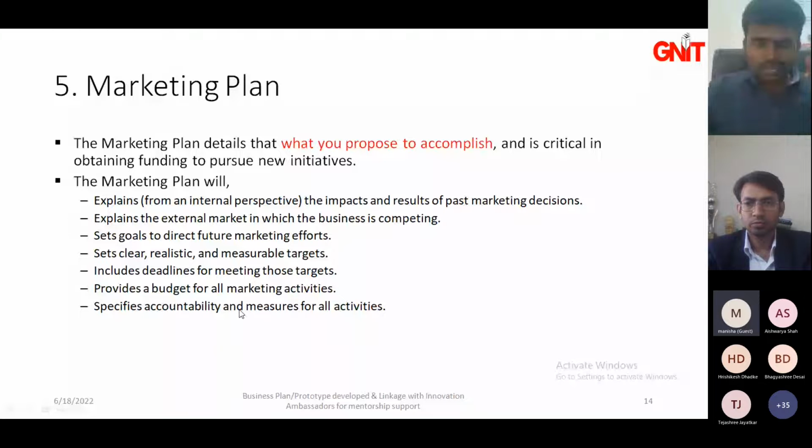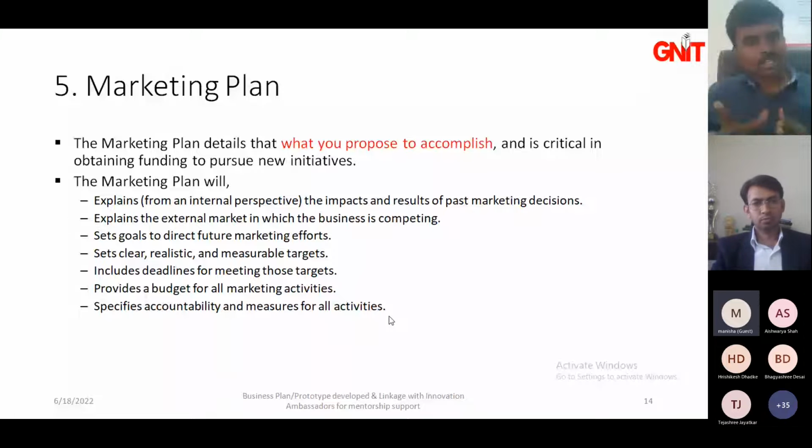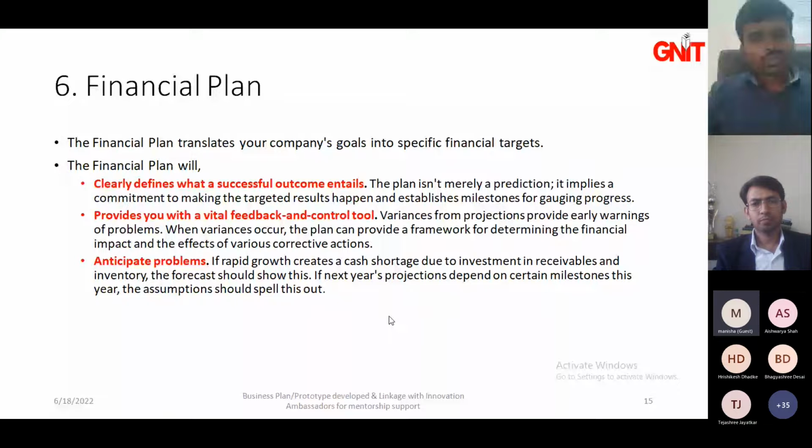For any movie, for promotion and marketing itself, they spend more money than on making the movie or paying the actors. Like that, your marketing plan has to reach the customer, then only will they buy. Then you have to see the financial plan, which clearly defines what a successful outcome entails. What are your financial targets? It provides you a vital feedback and control tool, and helps anticipate problems.